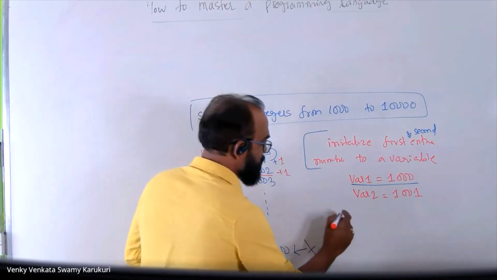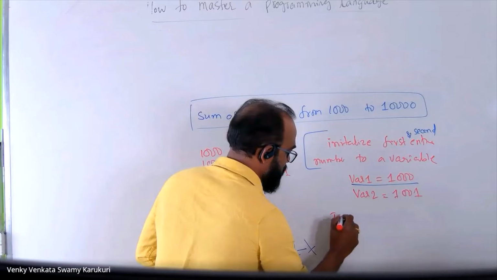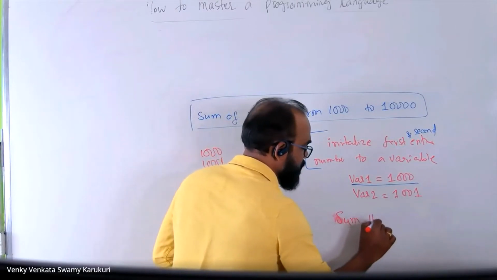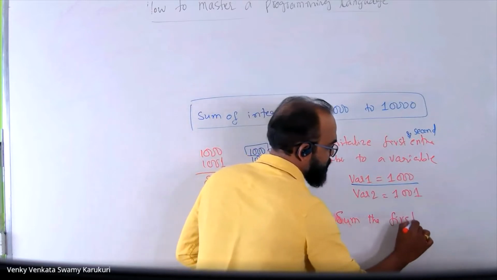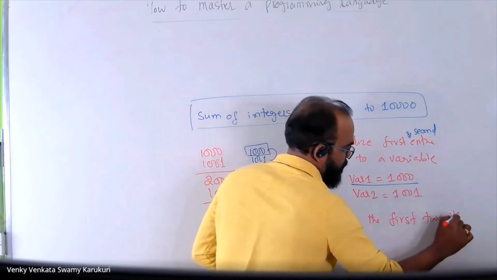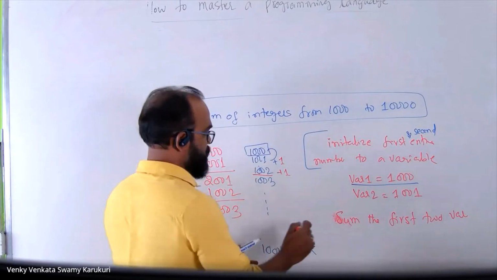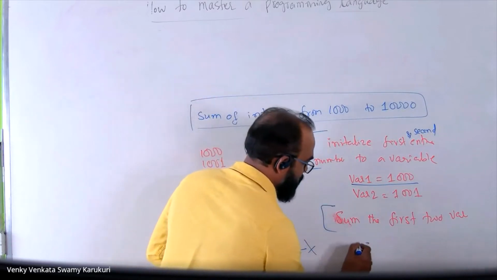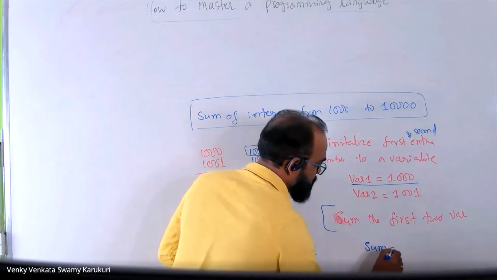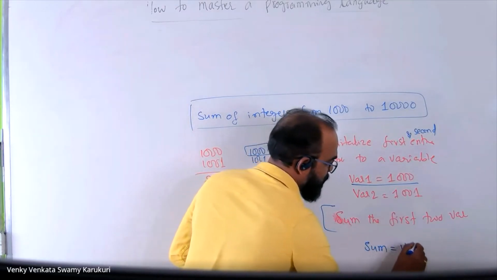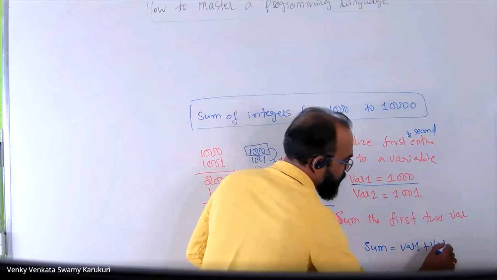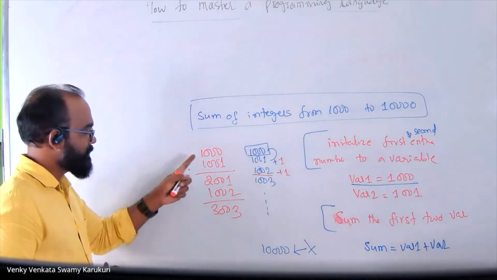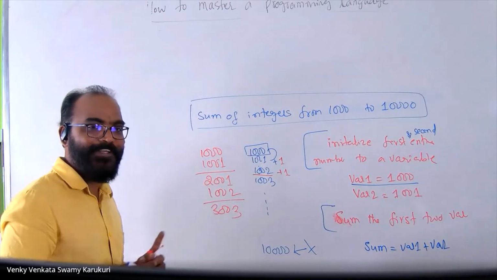Then next, take another variable, that is sum. Okay, sum the first two variables. This is your second step. So another variable called sum is equal to variable 1 plus variable 2. This is the next step. Now what is logic we have used? Where do we go next?